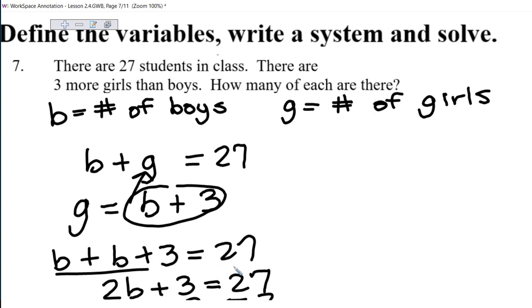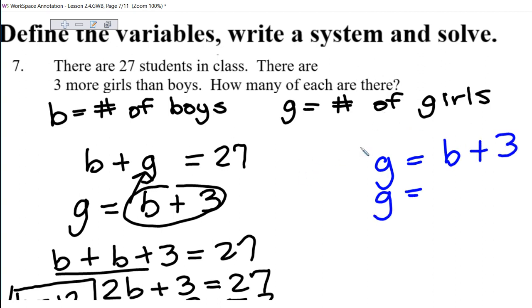Divide both sides by 2. 24 divided by 2 is 12. So there are 12 boys. Now for the girls, do I want to use the top or bottom equation? Bottom. So G equals B plus 3. Instead of B, what do I replace it with? And what's 12 plus 3? 15. So there are 15 girls and 12 boys.